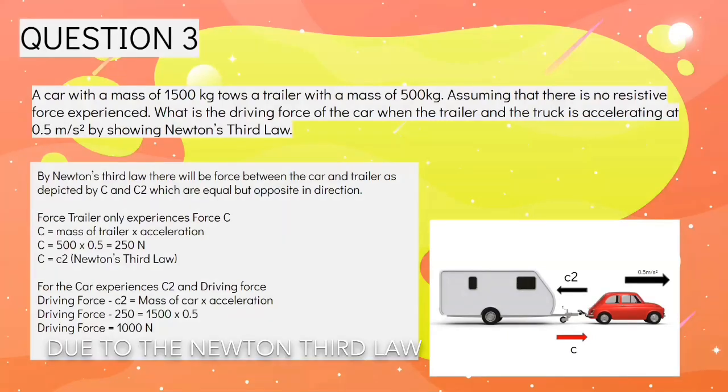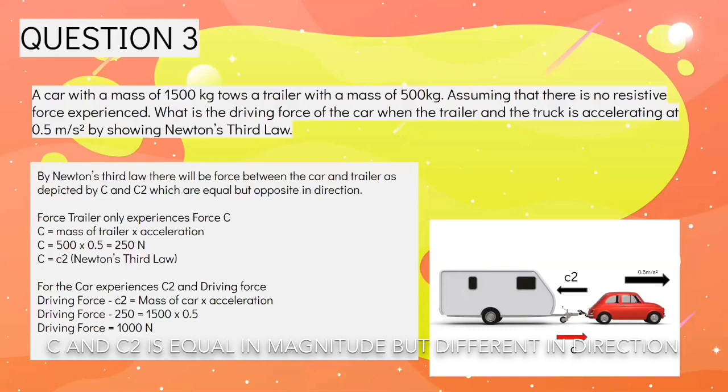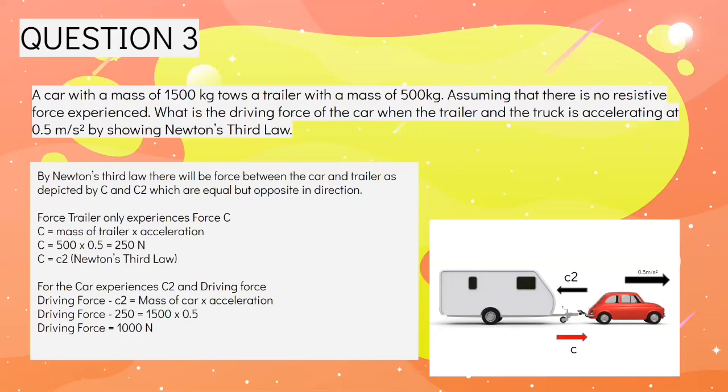Due to Newton's third law, C and C2 are equal in magnitude but opposite in direction. Hence, now we can find the driving force by using driving force minus C2, which is the resultant force, equal to the mass of the car times acceleration. Driving force minus 250 newtons, which we got before, equals 1,500 times 0.5. Hence, we get a driving force of 1,000 newtons.